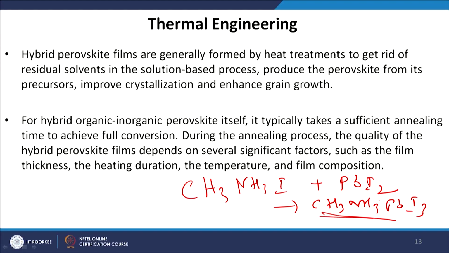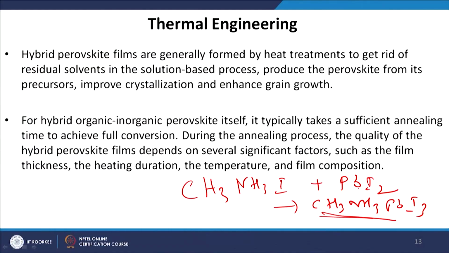Similarly, how long we have heated the film? Have we heated the film for 10 minutes or 5 minutes? That will also change the morphology. And also what is the ratio, whether we have used less lead iodide, or whether we have used an excess of lead iodide, that also changes the morphology. So, all these parameters affect the morphology of the perovskite film.